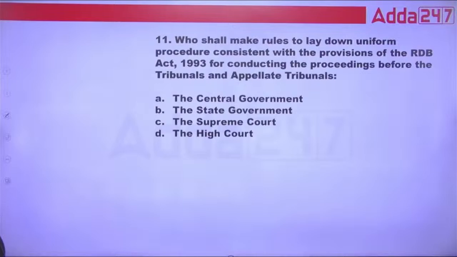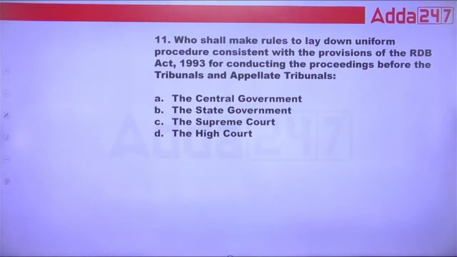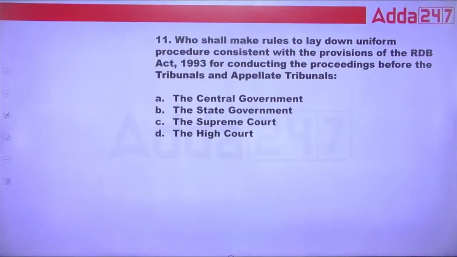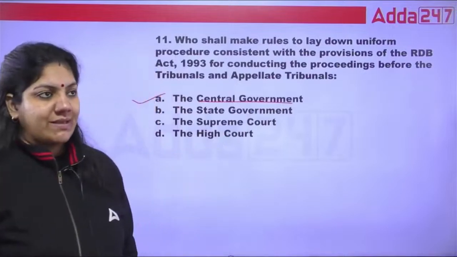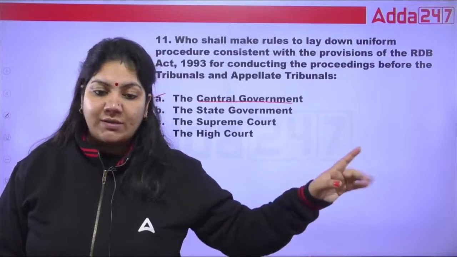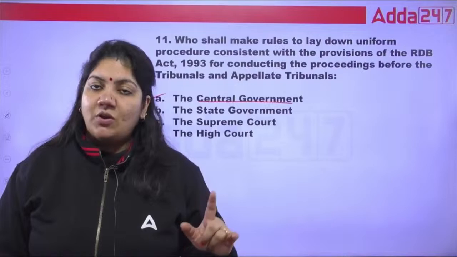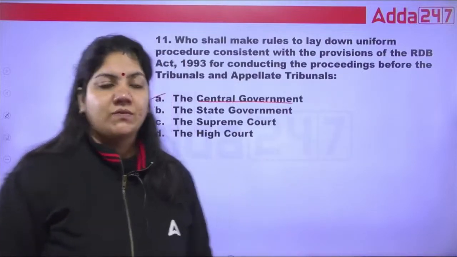Okay. Who shall make rules to lay down the uniform procedure consistent with the provisions of this Act for conducting the proceeding before the tribunal and appellant tribunal? It is the central government, state government, Supreme Court, or High Court. So, the right answer is the central government. And always remember, the central government in this Act will appoint the presiding officer, recovery officer, or whatever. And nobody can ask questions regarding the appointment of this officer. And whatever act they are doing, we cannot put any act in front of the court. So, that's all for today's class.